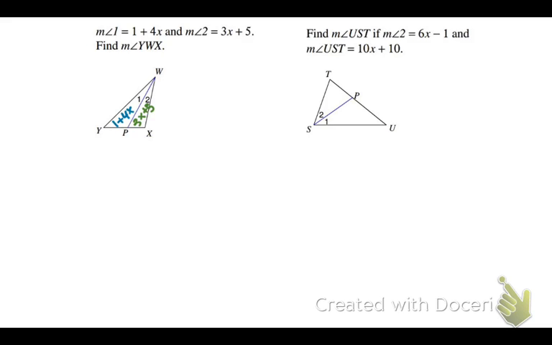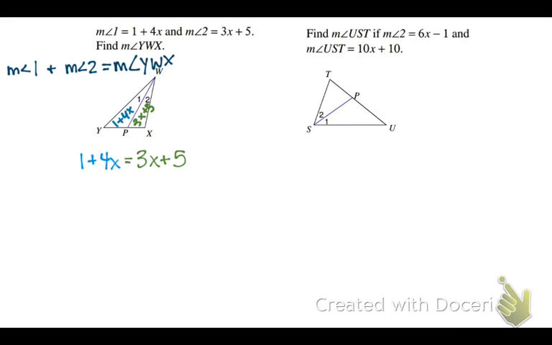Do I know the measure of the outer angle? No, I don't. I do know that the measure of angle 1 plus the measure of angle 2 will equal the measure of the whole angle, YWX. But I don't know what YWX is. I do, however, know what relationship angle 1 and angle 2 have. They're congruent. So what can I do if they're congruent? Set them equal. So 1 plus 4x will equal 3x plus 5.